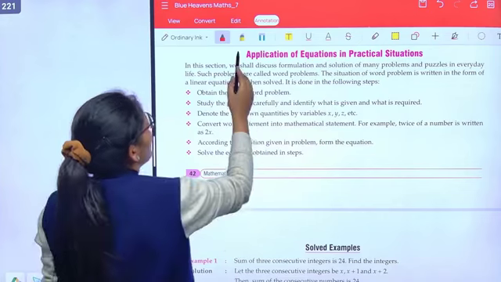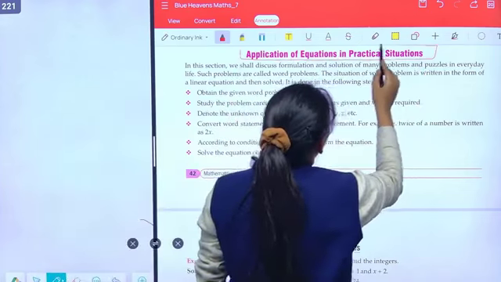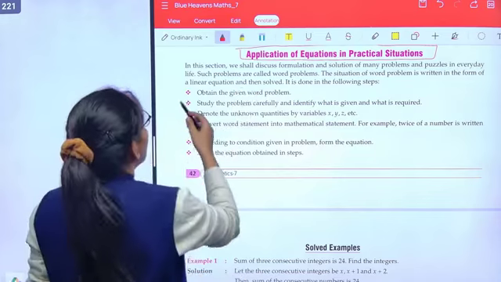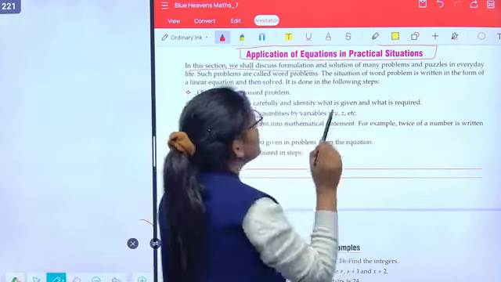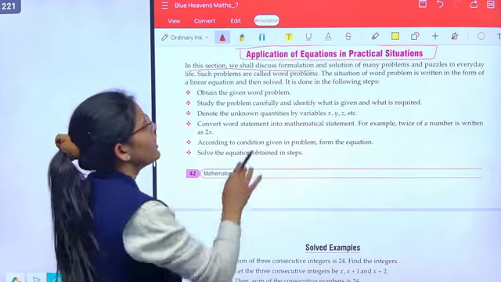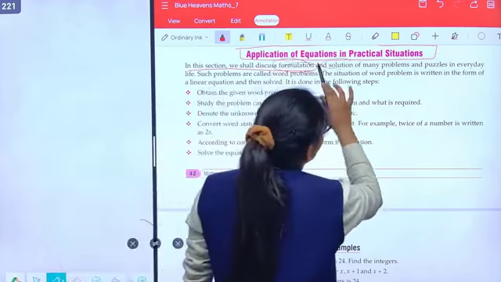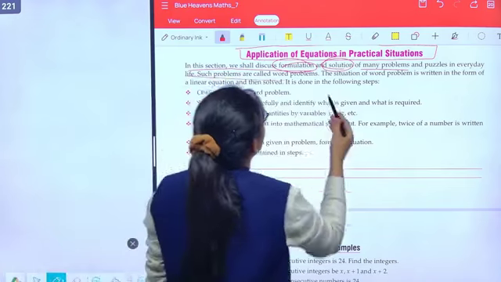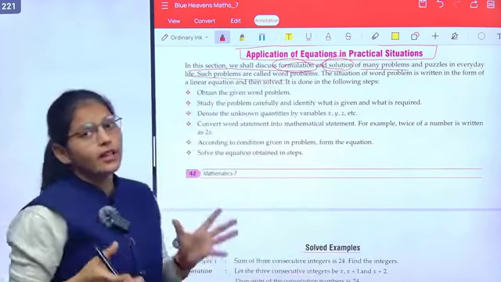Yes class, now application of equations in practical situations. In this section, we shall discuss formulation and solution of many problems and puzzles in everyday life. Such problems are called word problems. Class, we call them word problems.